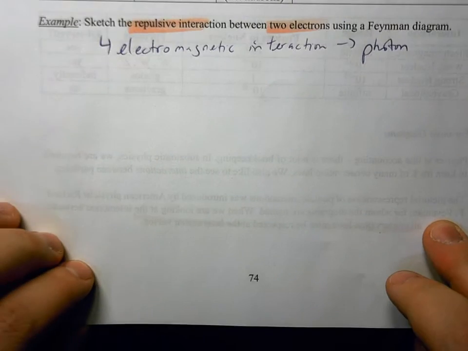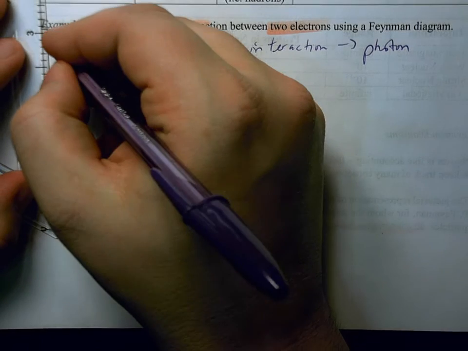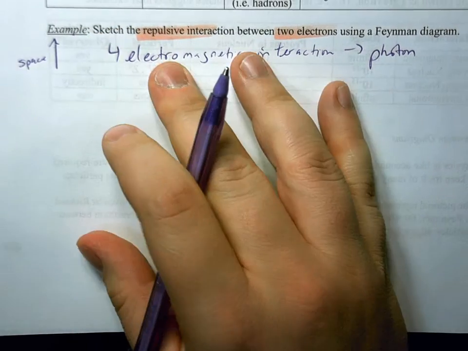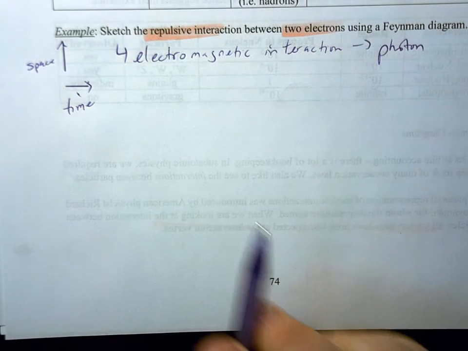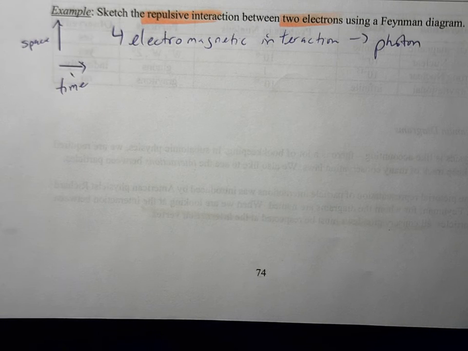Now, I'm just going to sketch it up here just to keep note. Again, we're going to use the vertical axis as space. We're going to use the horizontal axis as time. You don't actually have to sketch this. This is assumed. So what we want to have is we want to show the interaction. So there's kind of two parts to this interaction. There's before the interaction and there's after the interaction.